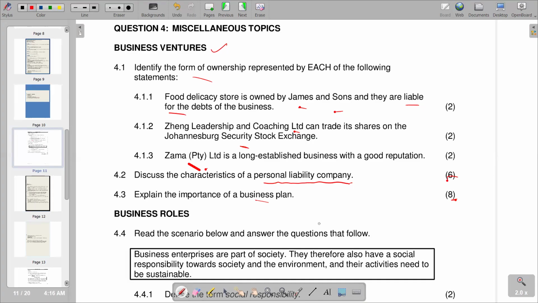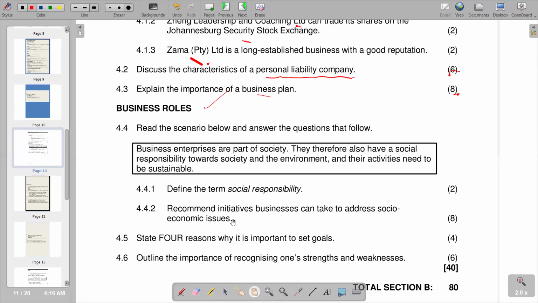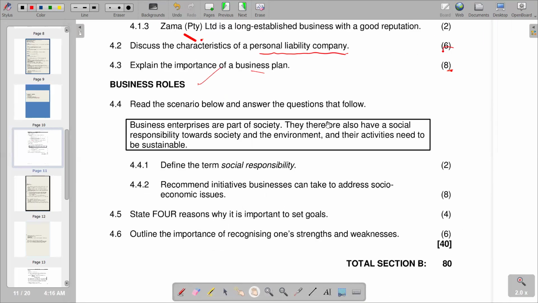So we have now the part of question 4 on business roles. On this part on business roles, read the scenario below and answer the questions that follow. Business enterprises are part of society. They therefore also have a social responsibility towards society and the environment, and their activities need to be sustainable. 4.4.1 reads: define the term social responsibility. Very important.